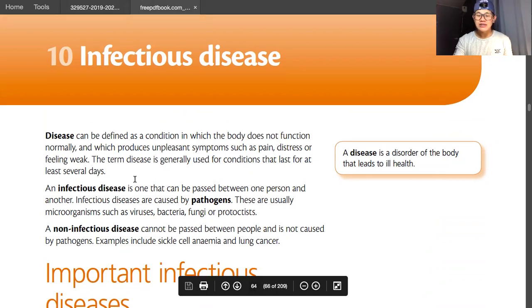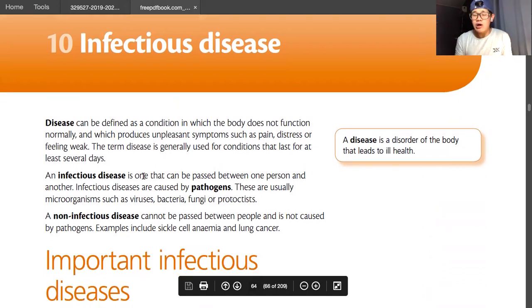So what is infectious disease? It's quite obvious what infectious means. It simply means any disease which can be easily transmitted from one person to another. Okay, so it is transmissible. You can pass it on from one person to another, and they are usually caused by what we call pathogens, right? So pathogens are essentially disease-causing organisms, okay?